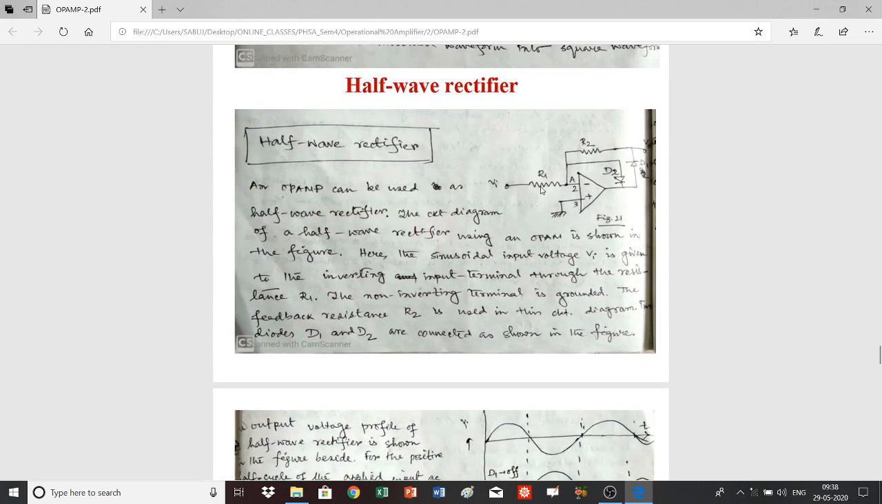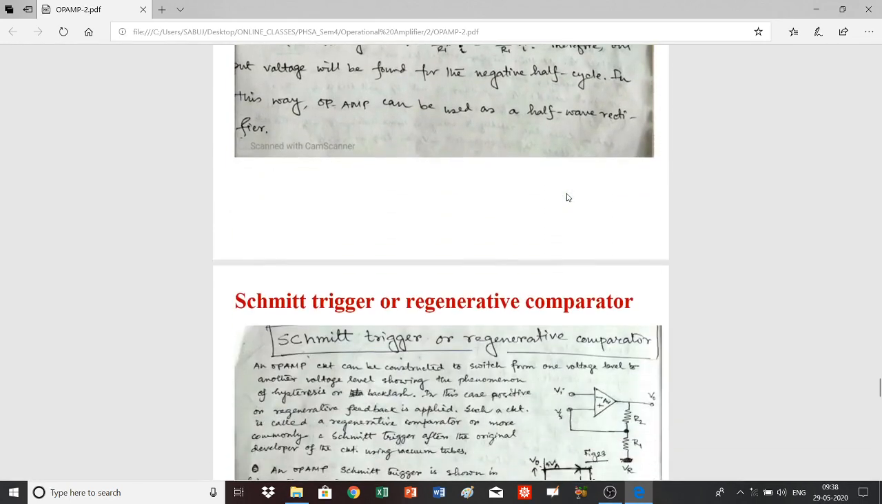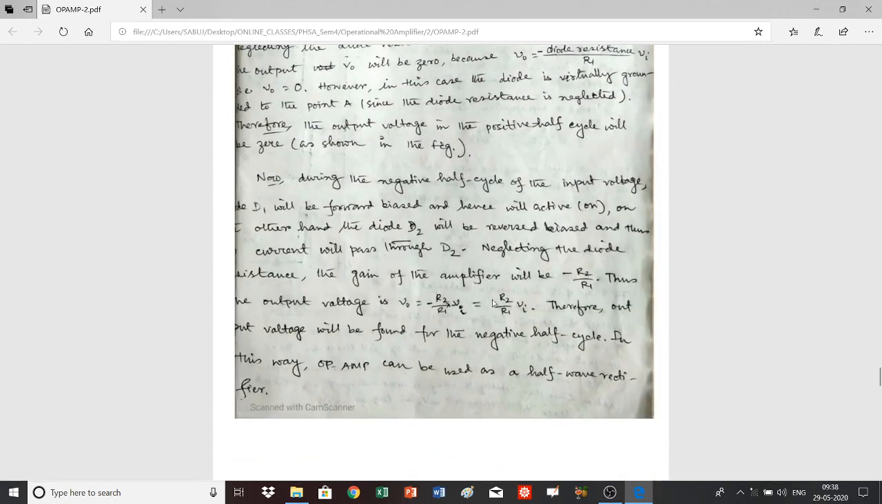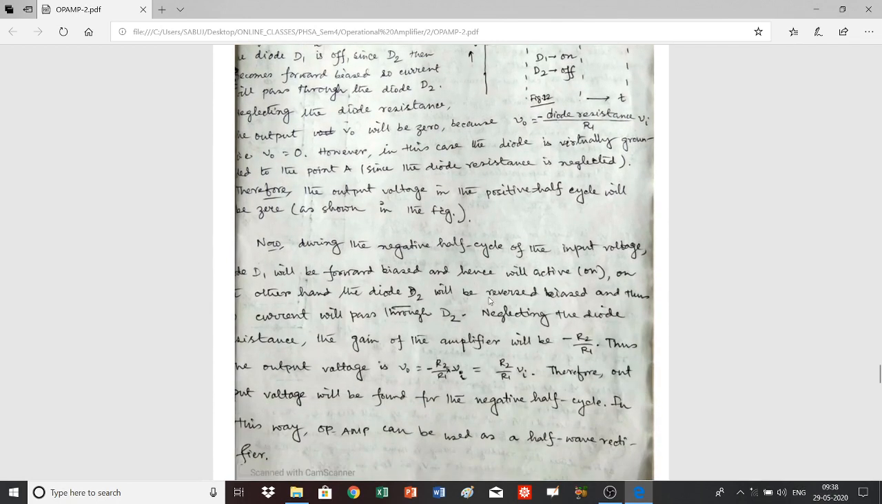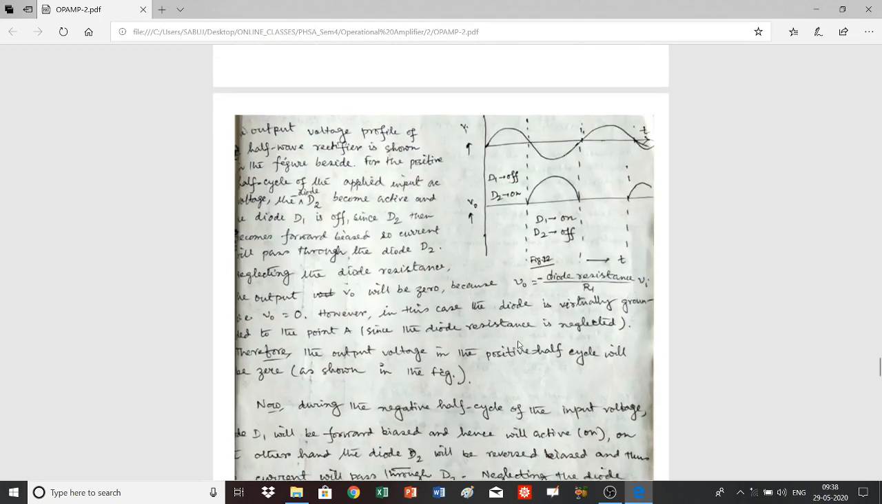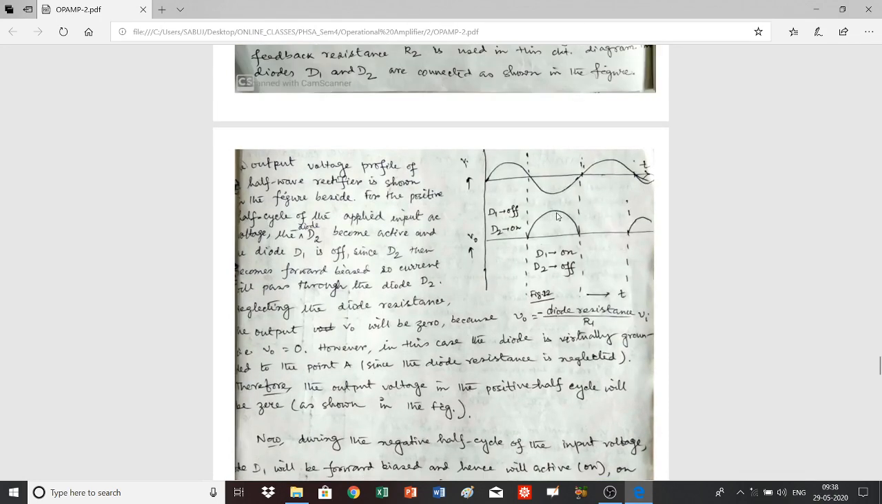Because it is the input voltage applied to the inverting input terminal, and Vi, another negative sign is taken here, minus Vi. Why minus Vi? Because we are considering the negative half cycle. So as a result, V0 will be R2 by Ri into Vi. So it will be positive, and that is shown here.